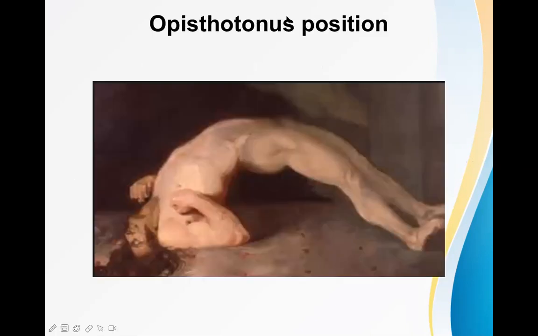Now look at this picture here. This is called Opisthotonus position. Look at the arching of the back. It is bow shaped, a bow-shaped arching of the back. This is Opisthotonus position, and at the same time, look at the muscles all over the body. They are in a contractile state. So all of you, whenever you join, please mute yourself.